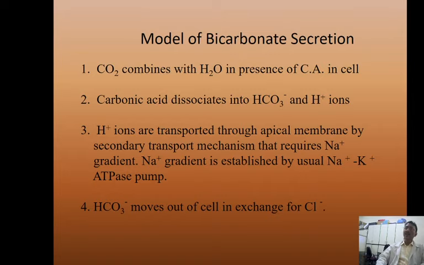Now this is the model of the bicarbonate secretion. Here carbon dioxide combines with water in the presence of carbonic anhydrase in the cell. Carbonic acid dissociates into hydrogen ions and bicarbonate. Hydrogen ions are transported out through the sodium gradient mechanism, whereas bicarbonate moves out in exchange for chloride ions.